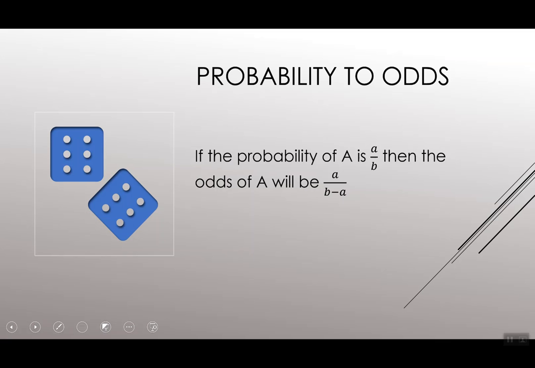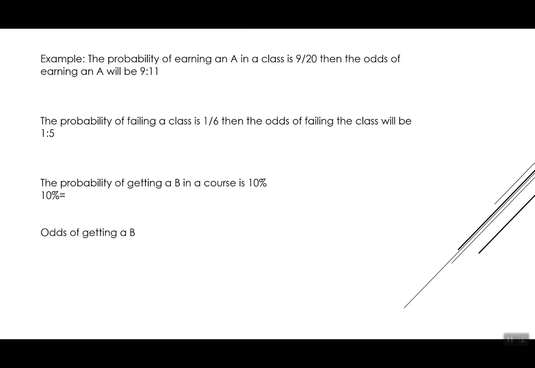This says if the probability of A is A over B, then the odds of A will be A over B minus A. Let's work that through to say how I would write it. I would write A to B minus A. So I can do a ratio again. If the probability of getting an A in a class is 9 over 20, then the odds will be 9 to 11. How did I get there? There are 9 ways that the person's going to get an A, but how many are left? There's 20 minus 9, so this is 9 to 11.